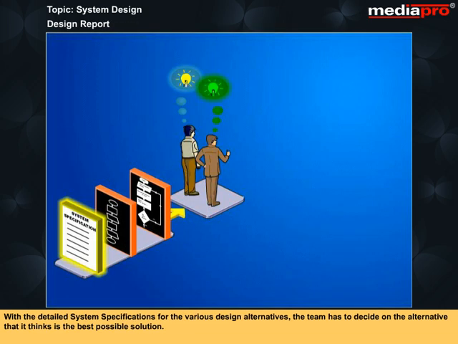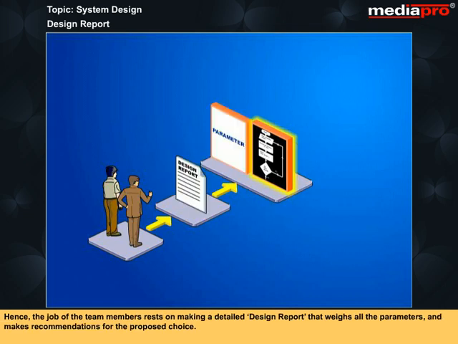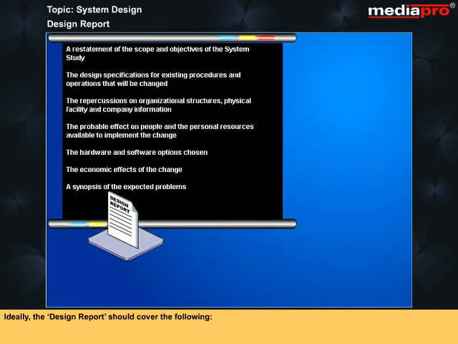With the detailed system specifications for the various design alternatives, the team has to decide on the alternative that it thinks is the best possible solution. While the team may propose the best alternative, the top-level management makes the final decision. Hence, the job of the team members rests on making a detailed design report that weighs all the parameters and makes recommendations for the proposed choice. Ideally, the design report should cover the following.